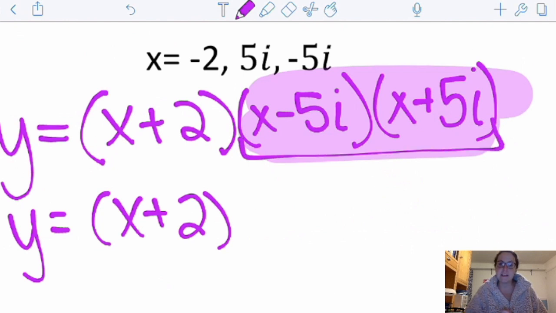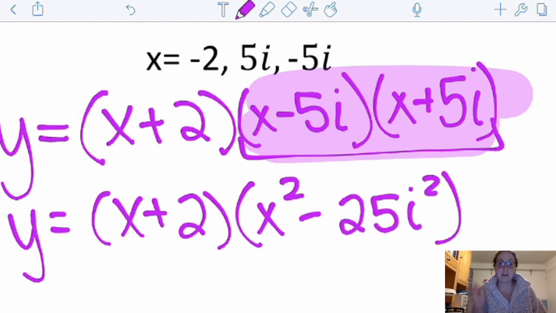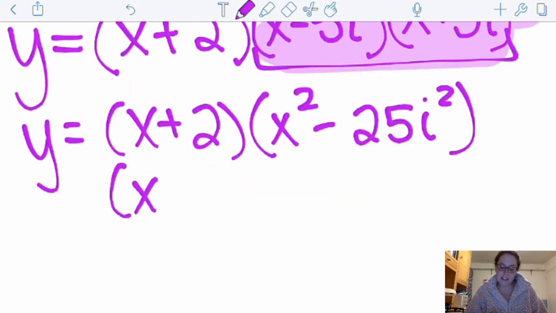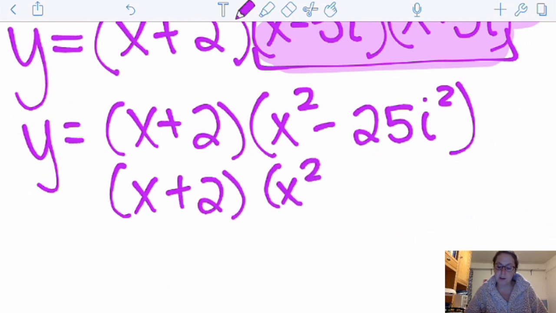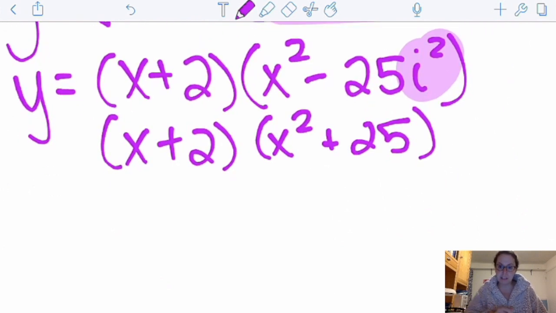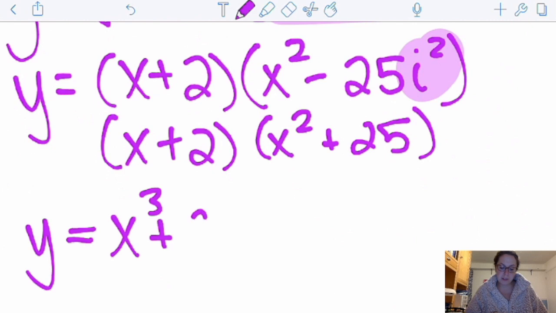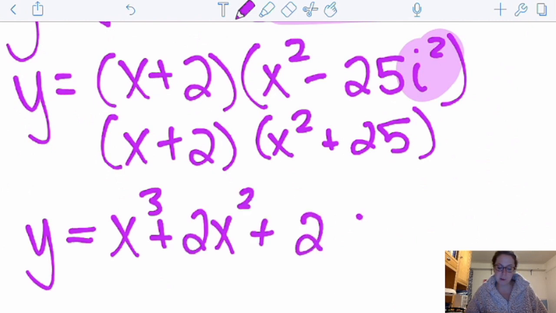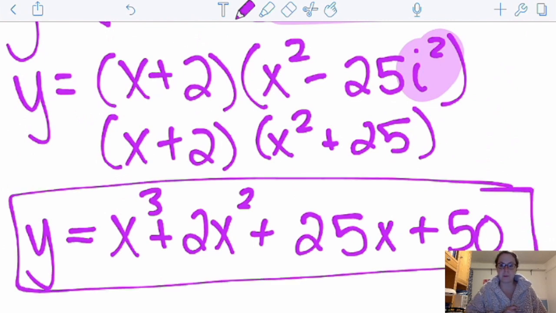Because when you multiply these out, you're going to wind up with x squared minus 25i squared. The middle terms will cancel out. And that's the same as x squared plus 25. Because remember, i squared is just equal to negative 1. So from there, now this is much easier to multiply because we don't have any i's, right? So we would have x cubed plus 2x squared plus 25x plus 50. And that would be in standard form.